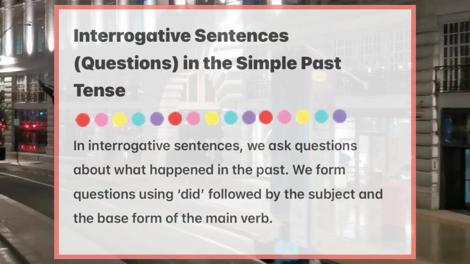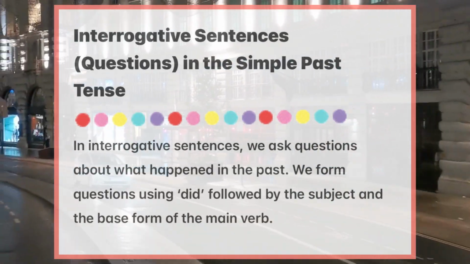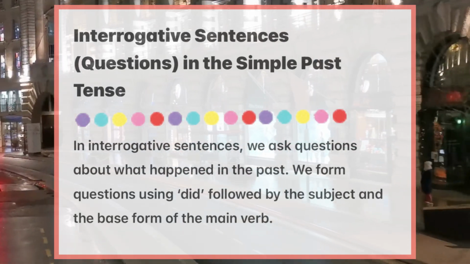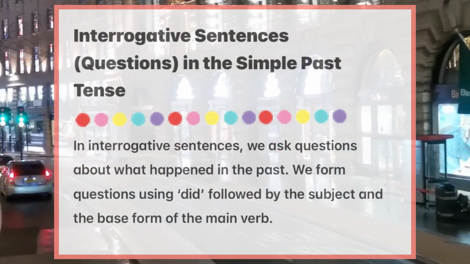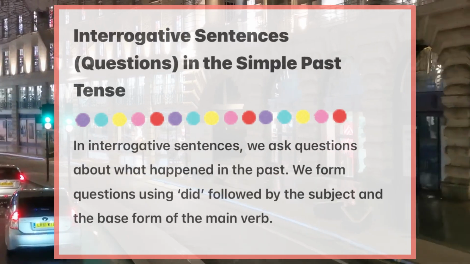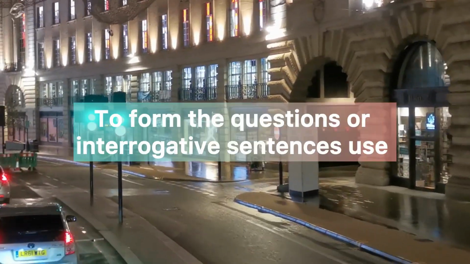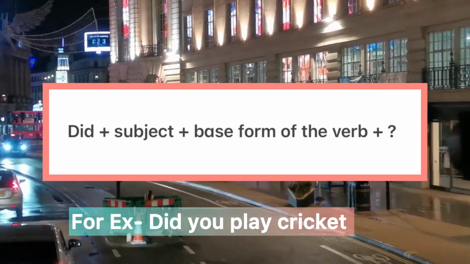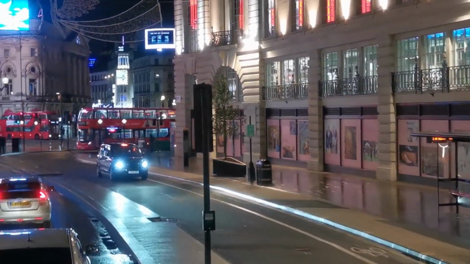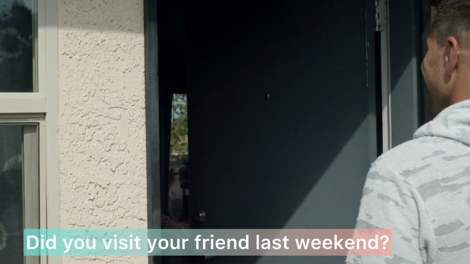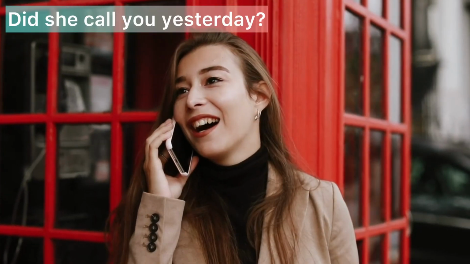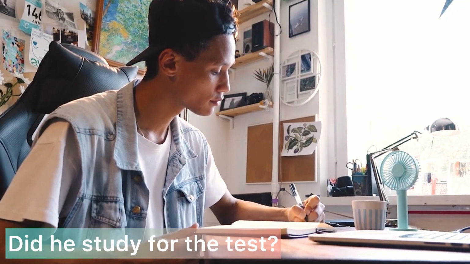Part 4. Interrogative sentences, questions, in the simple past tense. In interrogative sentences, we ask questions about what happened in the past. We form questions using did followed by the subject and the base form of the main verb. Let's talk about its structure. To form the questions or interrogative sentences, use did plus subject plus base form of the verb. Examples. Did you visit your friend last weekend? Did they watch the game? Did she call you yesterday? Did he study for the test?